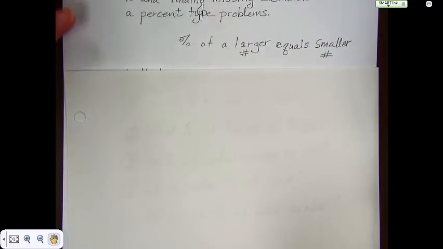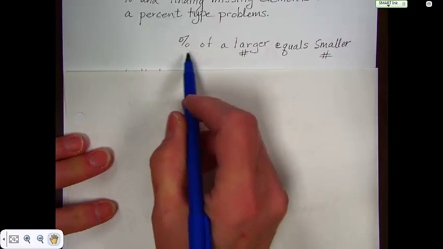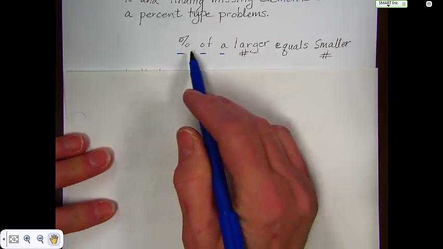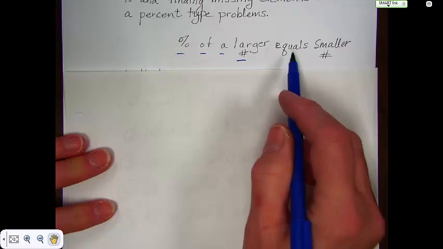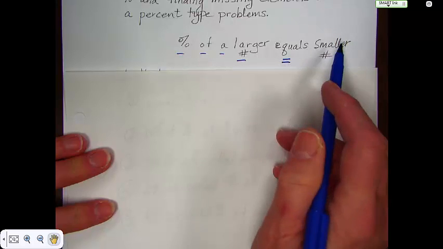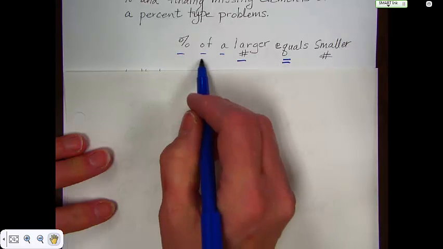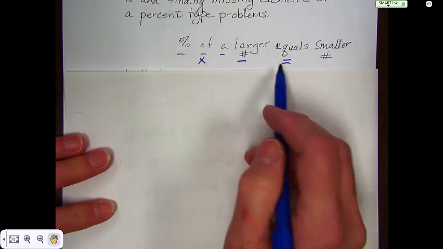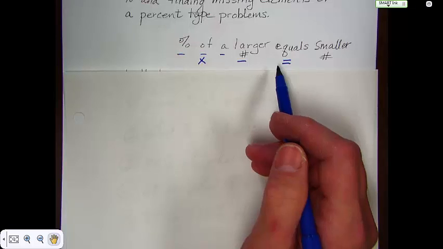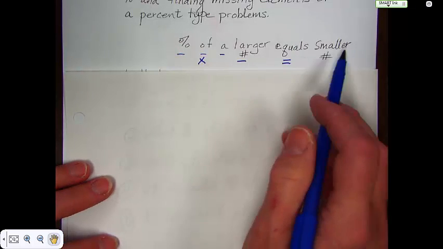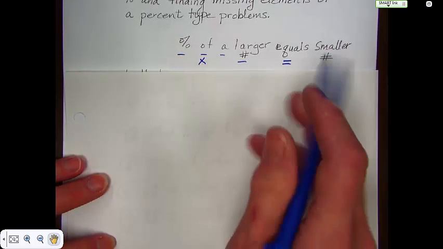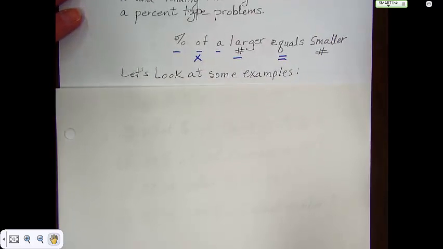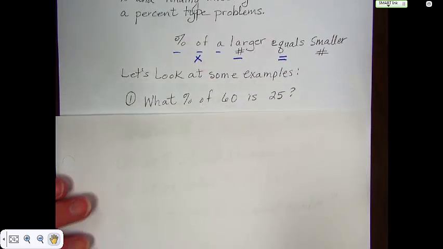It's known, and make sure you put this in your notes, that a percent of a larger number will always equal a smaller number. Of means multiply. Percent of a larger number, the bigger one, the total amount, equals the smaller number. Okay, let's look at some examples.